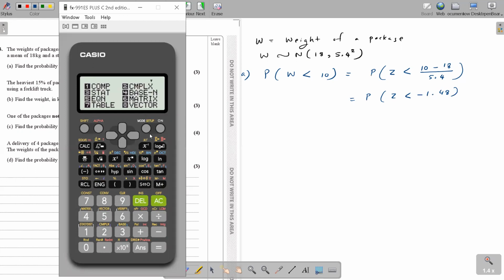So you go to mode, you go to number 3 stat mode, and you don't select any option here, right? Don't select any option, press the AC button, and then what do you do? You press shift, and you go to stat mode, number 1, shift stat. Okay, do you remember this? And then which option do you choose? You have to go for number 5, distribution.